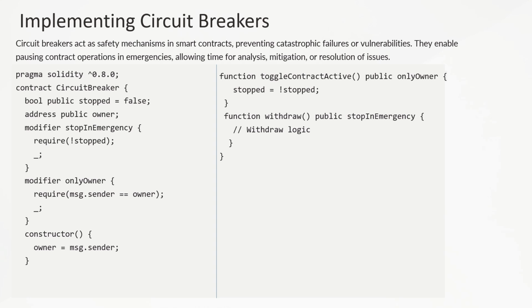The circuit breaker contract exemplifies a crucial security measure by providing a structural approach to managing potential emergencies or crises within a smart contract. By controlling the contract's operation based on the state of the stopped variable, it seeks to enhance the resilience and overall security of the contract system.